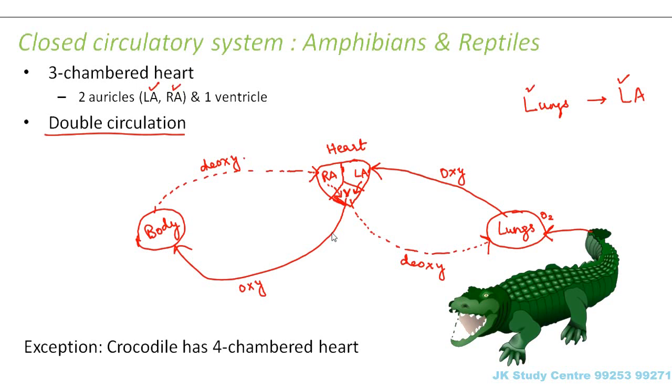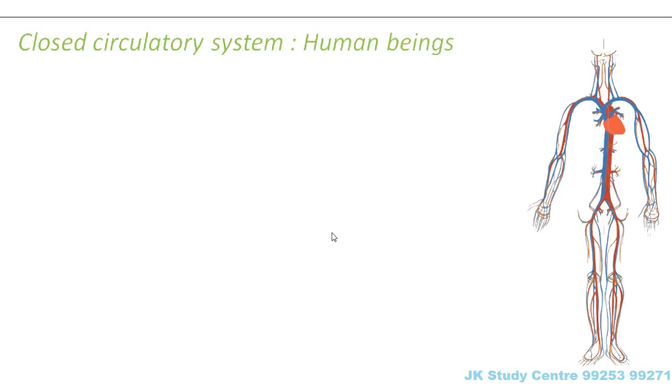Instead, they have a four-chambered heart like human beings. So we will talk about the four-chambered heart in the next slide. So let us look at the kind of heart which we human beings have. How does a four-chambered heart function, and what are the advantages of having a four-chambered heart?